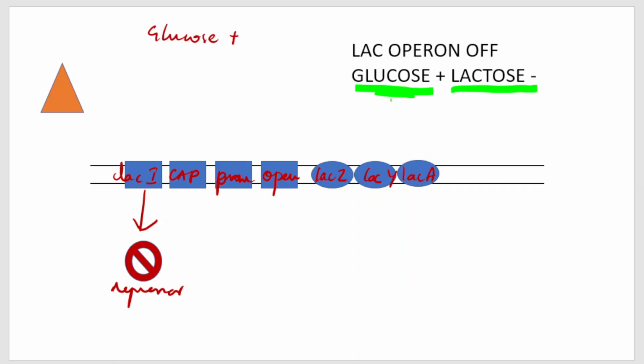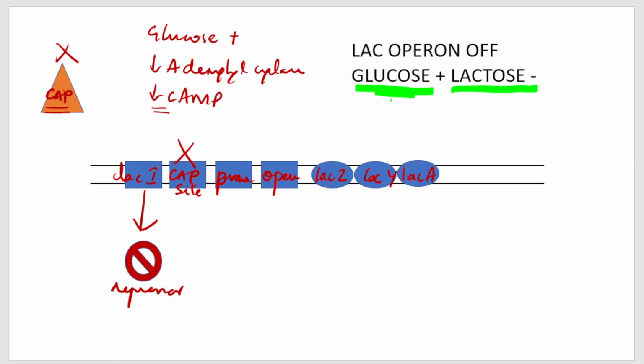Whenever glucose is present, there is decreased availability of adenylyl cyclase. So if adenylyl cyclase is less, cyclic AMP levels are less. The CAP protein cannot be bound to cyclic AMP, as there is no cyclic AMP to bind to the CAP protein. So here the CAP site cannot be bound with the CAP and cyclic AMP protein, and the CAP site is empty.